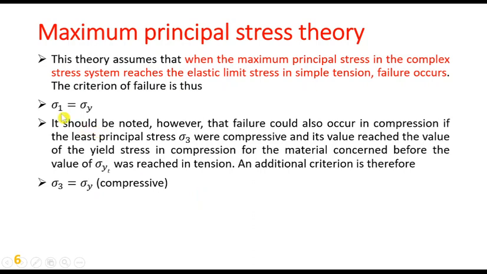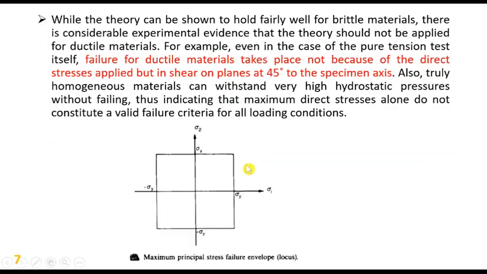So if sigma 1 is reaching the limit, then we will equate this, and if it is not reaching, it is within safe limits. But if sigma 3 is reaching sigma y in compression, sigma 3 being the least value, a negative value, so it is compressive, then that is the criteria. Whichever criteria occurs earlier will be the criteria for this maximum principal stress theory.